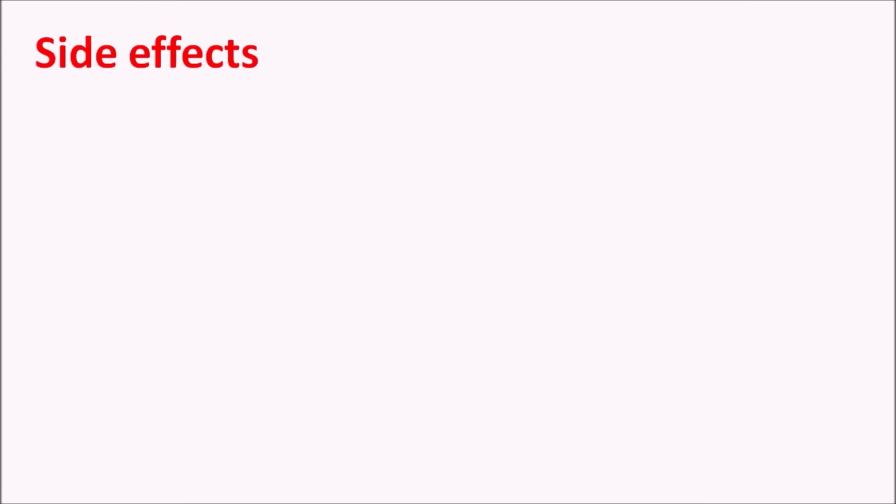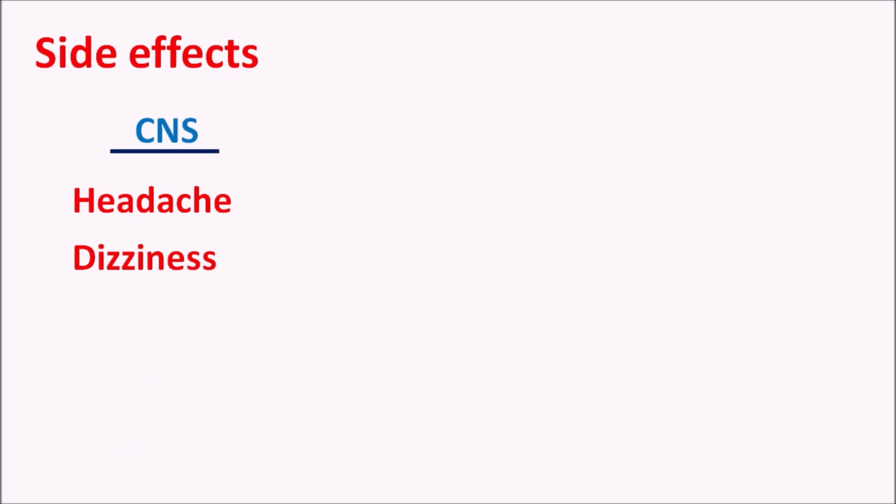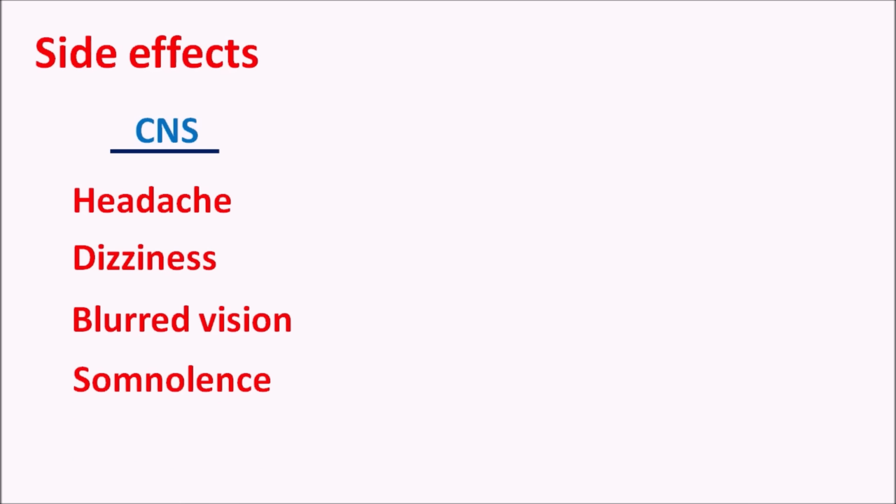What are the side effects? The important side effects of tamsulosin are mainly related to its vasodilatory actions. It can produce side effects related to the CNS such as headache because of cranial vasodilatation, and it can produce some dizziness, lightheadedness, blurred vision, somnolence, drowsiness, as well as some disturbance in sleep resulting in insomnia. All these side effects can be observed with tamsulosin.